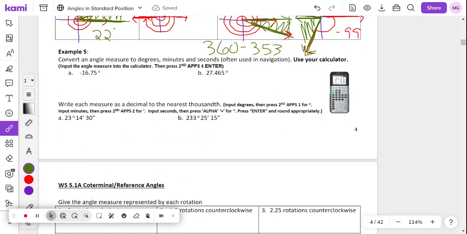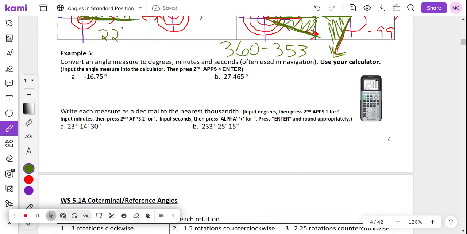I'm going to leave you to this part. Try on your own. We can figure that out in class if you're having trouble, but please, your directions are on here. Go ahead and use your calculator and see if you can convert to degrees, minutes, and seconds.